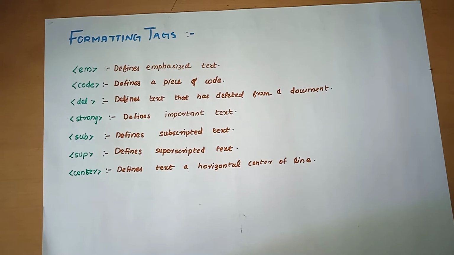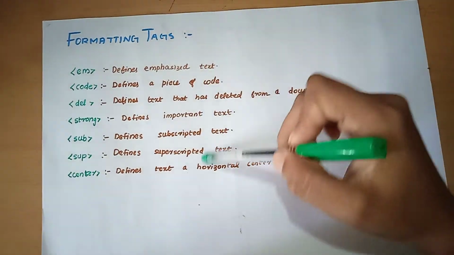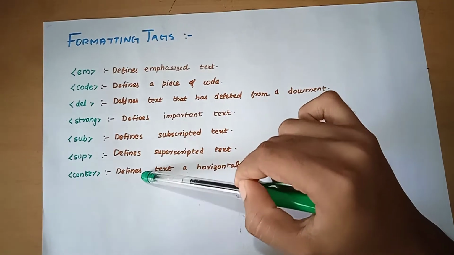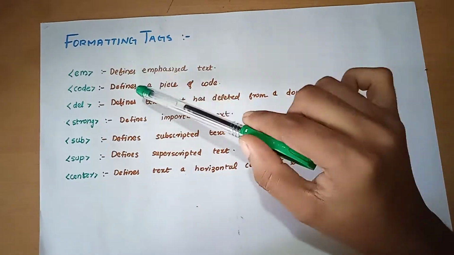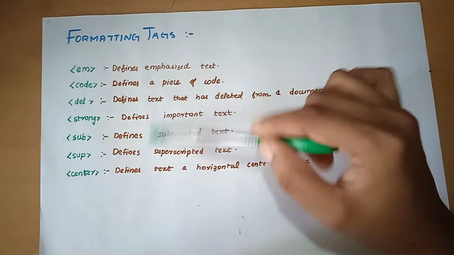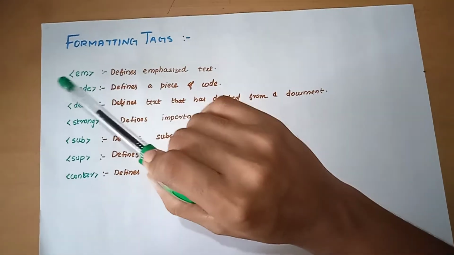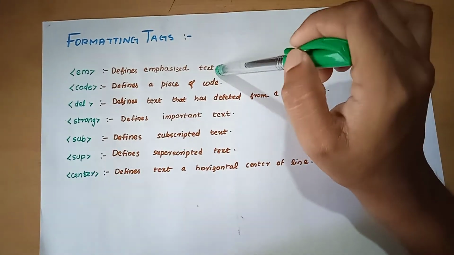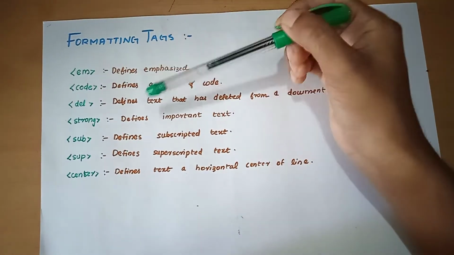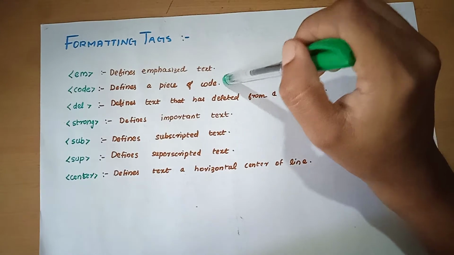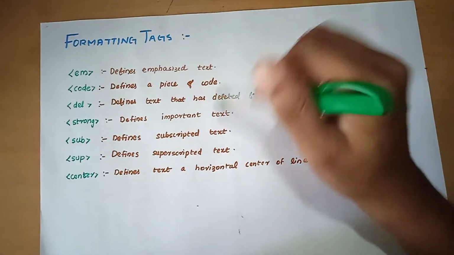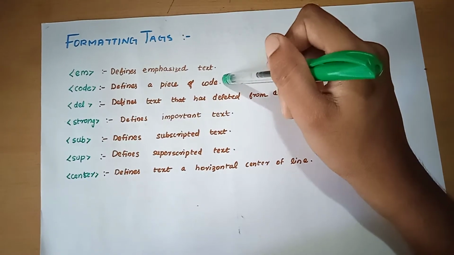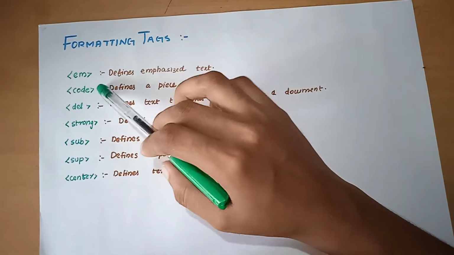So these are many more examples of formatting tags. Some of them are included here. Other than this B, U, I, we also have these. EM tag defines the emphasized text. The code tag defines a piece of program code. If you want to write a program code inside this HTML page, we can include that program code inside this code tag.